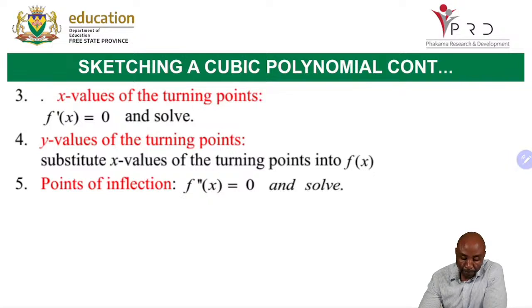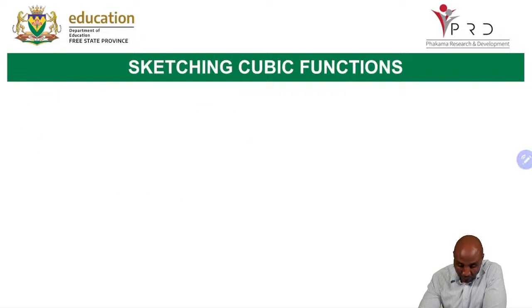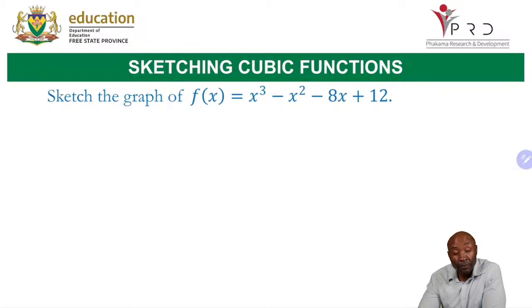Number 3, to find the x values at the turning point, we find the first derivative, we equate it to 0, then we solve for x. Whatever we get as our x values there, we substitute them into the original function to get the corresponding y values at the turning points. For us to get the point of inflection, we find the second derivative, we equate it to 0, and we solve.